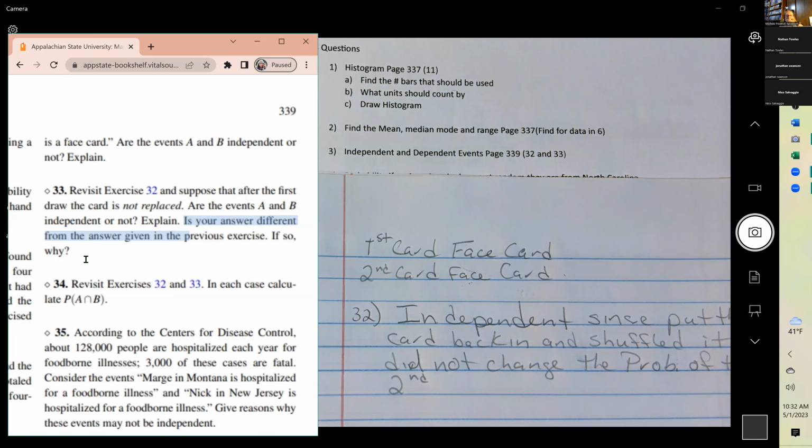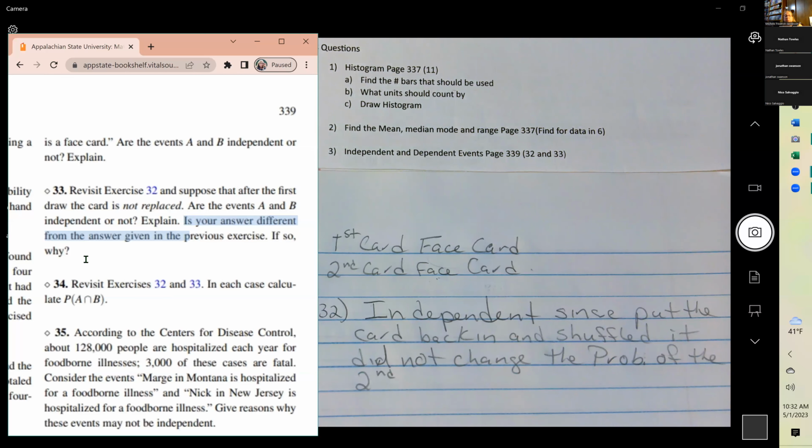So since we shuffled, we put the card back in, we shuffled it up, it did not change the probabilities of the second draw. Any questions on that?